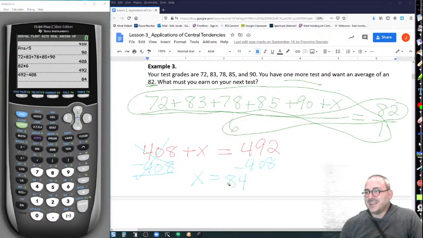So what does that tell us? That tells us that had we put 84 in this spot right here early on, that when we add all these things up and divided by 6, we would have got 82.